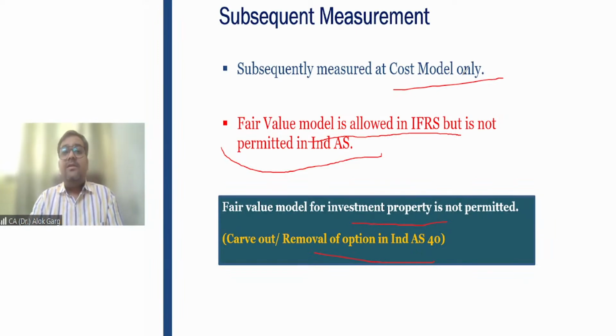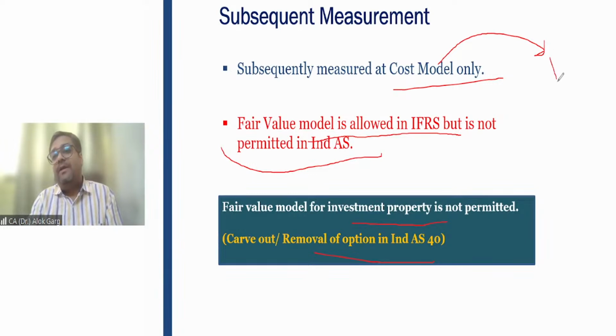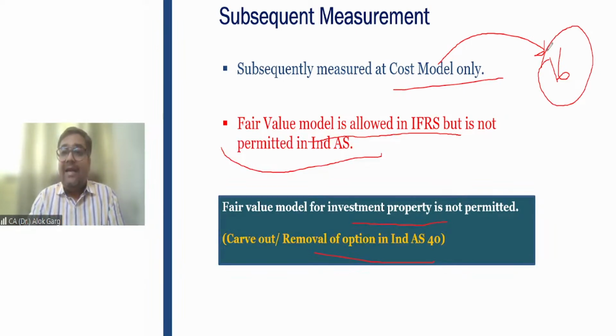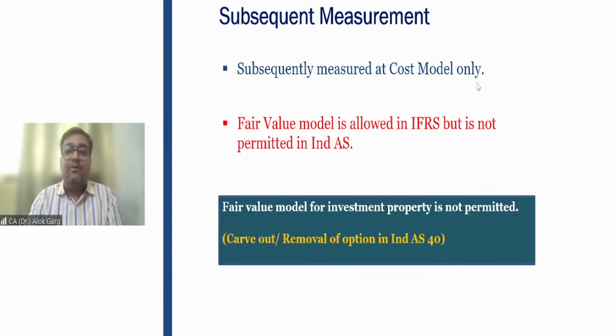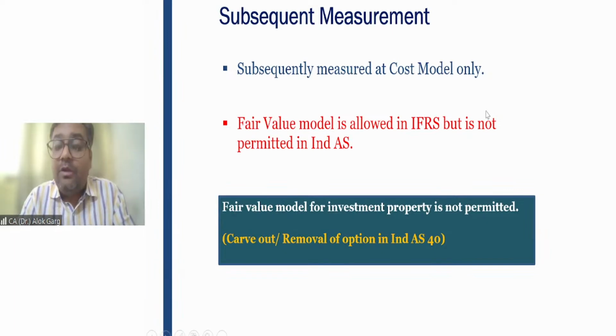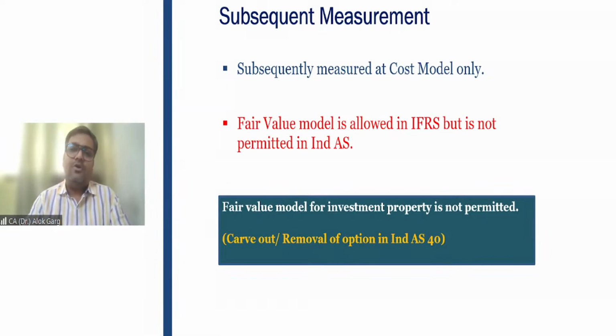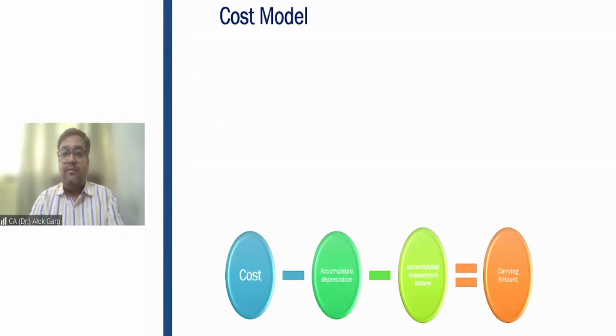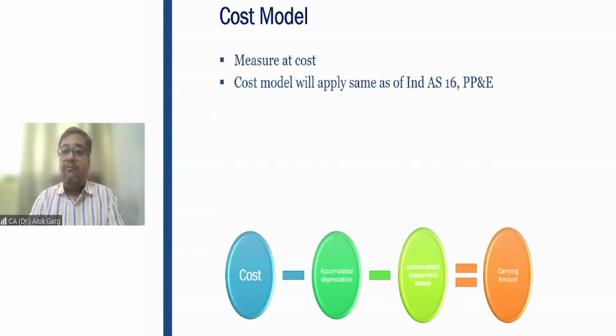Is that clear? Sir, if you talk about cost model, which cost model? The same cost model as per Ind AS 16. जो आपने Ind AS 16 में cost model पढ़ा है ना, carrying amount कैसे calculate करते हैं? Carrying amount is equal to cost minus accumulated depreciation minus accumulated impairment, right? Same cost model like Ind AS 16. Even in standard it says that you have to refer Ind AS 16 for the cost model. Right? Same. I have copied the same slide from the Ind AS 16.